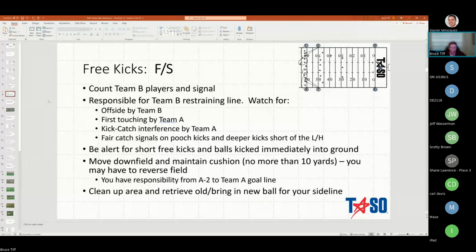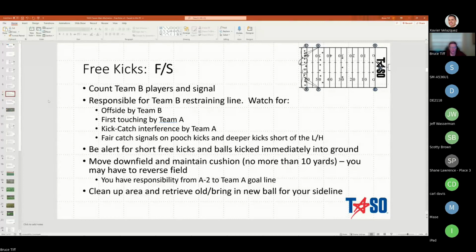And then again, we should always be focusing on and catching any fair catch signals, valid or invalid, on pooch kicks and deeper short kicks that are well short of the line judge and the head linesman. You also want to know if that kick is kicked directly into the ground right off the tee, and it's going to be a short pooch kick, because that's important to know, especially because that would still maintain KCI protection. We don't count the ball hitting the ground in that scenario as eliminating the KCI protections for the potential receivers.